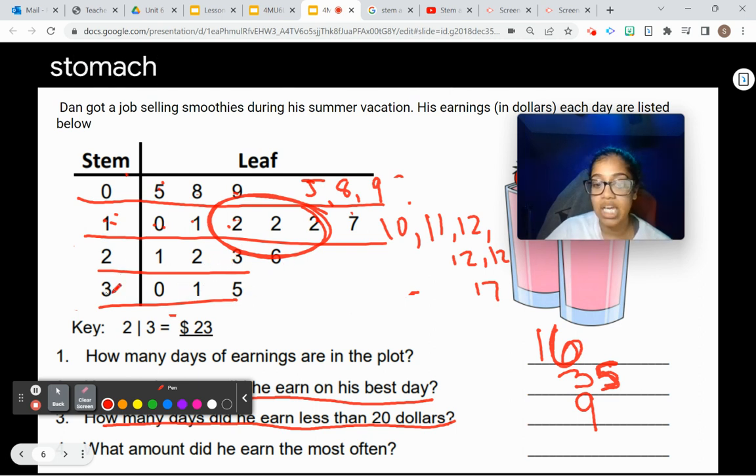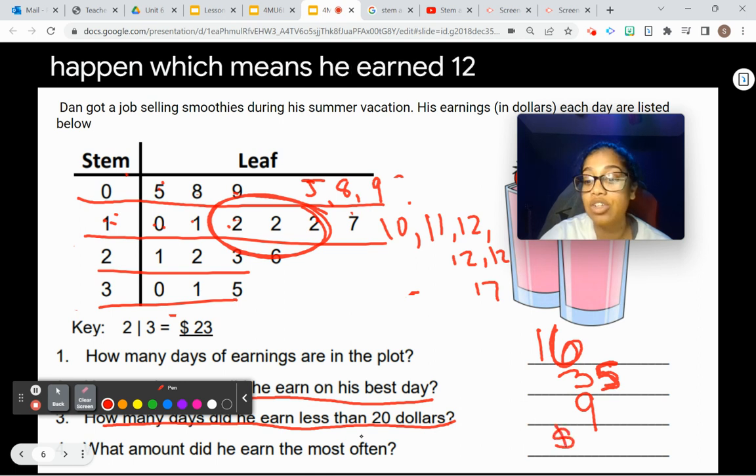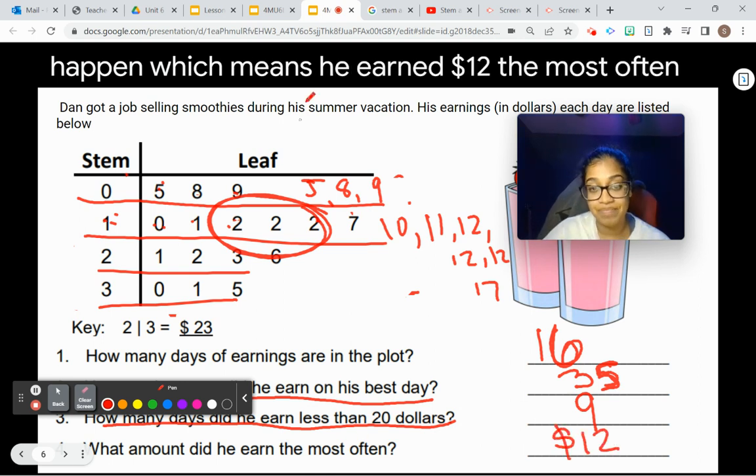Same thing for my stem of 3. So what amount did he earn the most often? He actually earned $12 on 3 days, which means he earned $12 the most often.